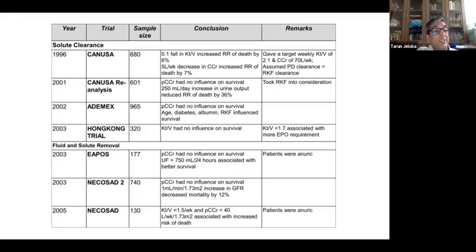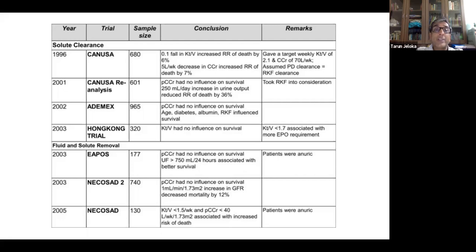So that is how we came to know that residual renal function is very important for survival in PD patients, and the same is true for hemodialysis as well. But it was PD which came out with this study, where it was documented that just 250 mils per day of urine output can improve the death rate by 36%. That means decreases the death rate by 36%.